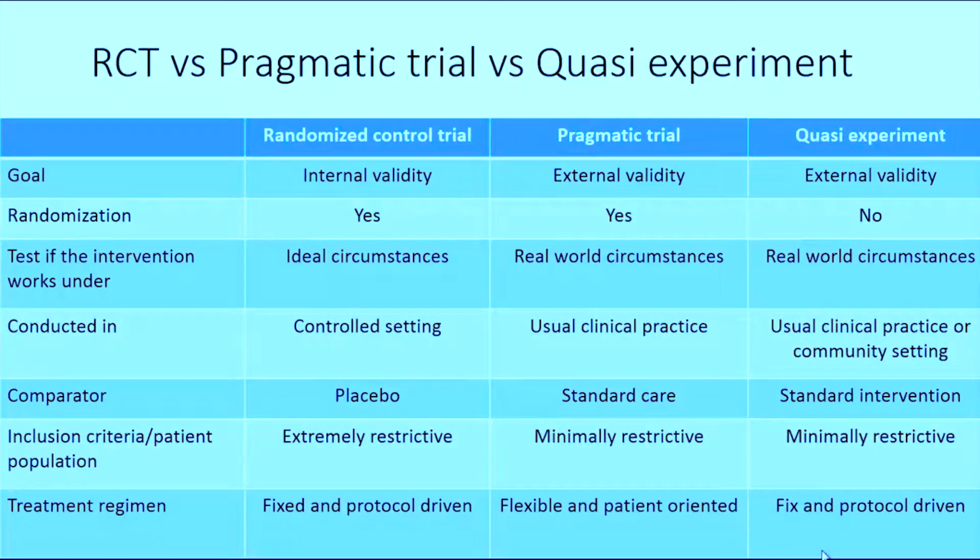And here, we give the intervention according to a fixed and protocol-driven approach, while in pragmatic trial, we have more flexibility of the intervention, to try to accommodate the existing setting. And in quasi-experiment, usually it's a bit more fixed and protocol driven.